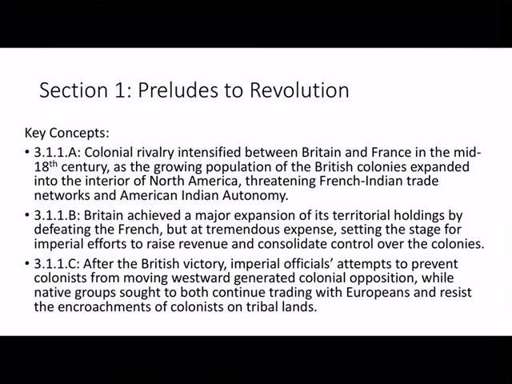Bear with me as I'm losing my voice a little bit, but we're going to start Chapter 5, Section 1, Preludes to the Revolution.